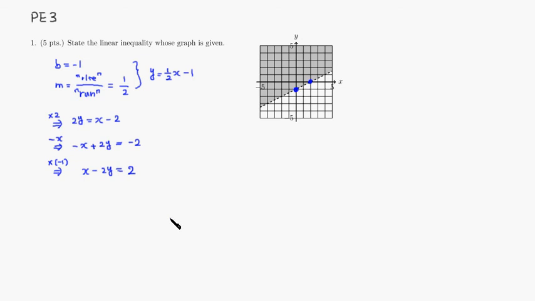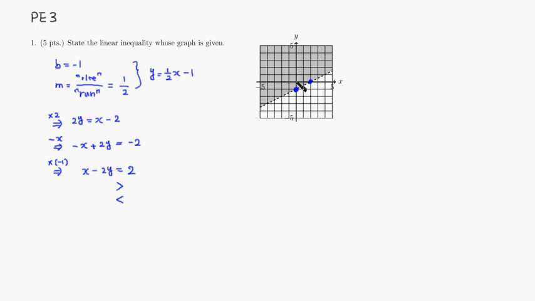Then we have to come up with the inequality. The first thing to pay attention to is that this borderline is a dashed line, so this is going to be a strict inequality. It's going to be either strictly greater than or strictly less than, so we just have to determine which one. All we have to do is try some number. I like the origin.